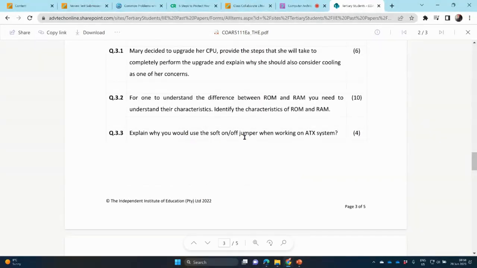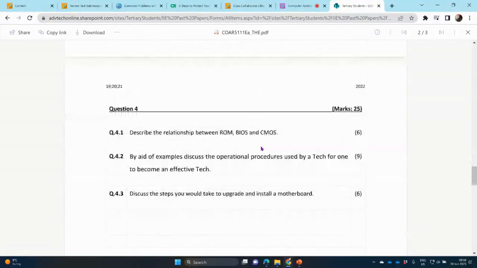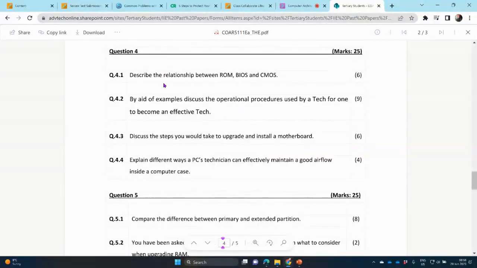Explain why you'd use a soft on-off jumper to power on the system when it is outside of the motherboard. To test it, I can use a soft on-off jumper, right? So that would be a practical application there.